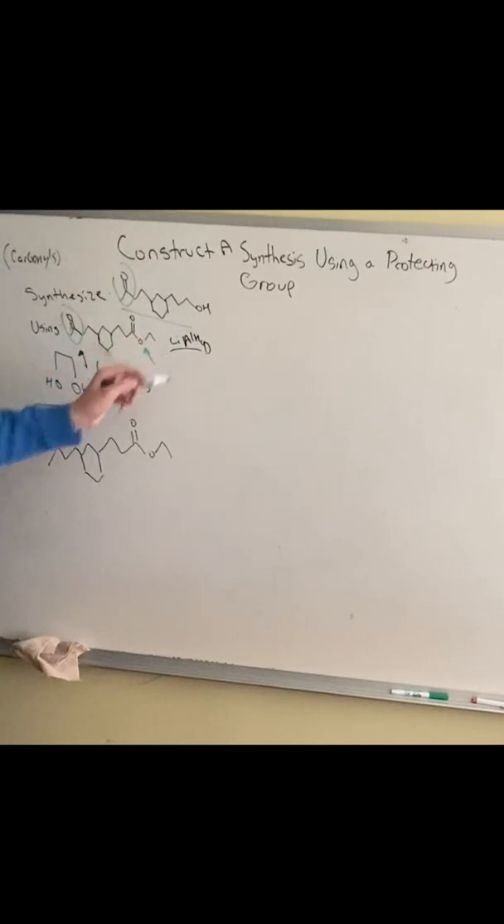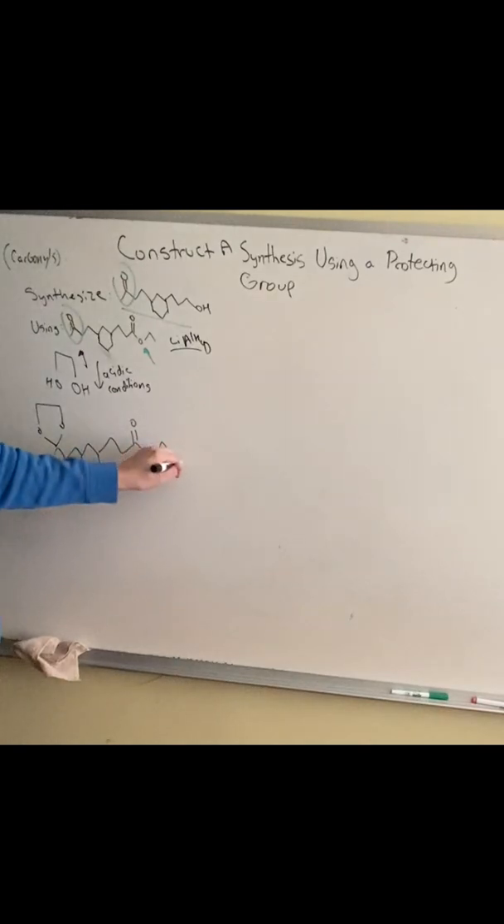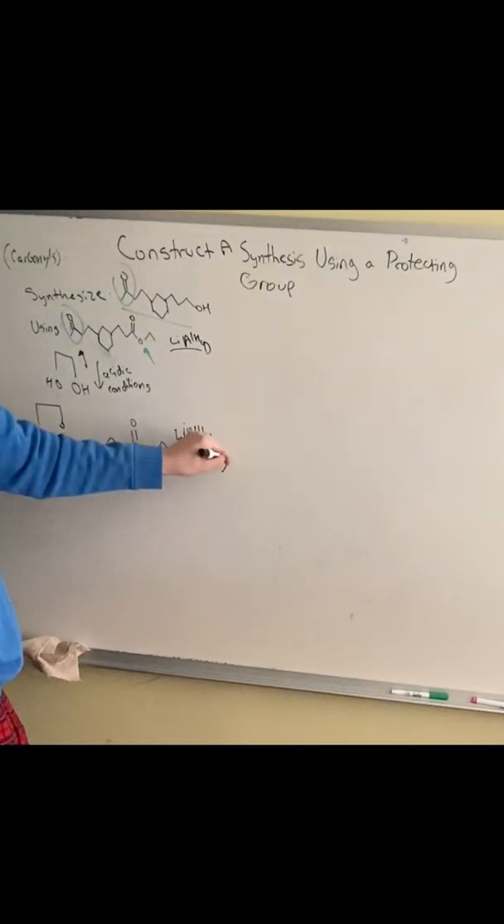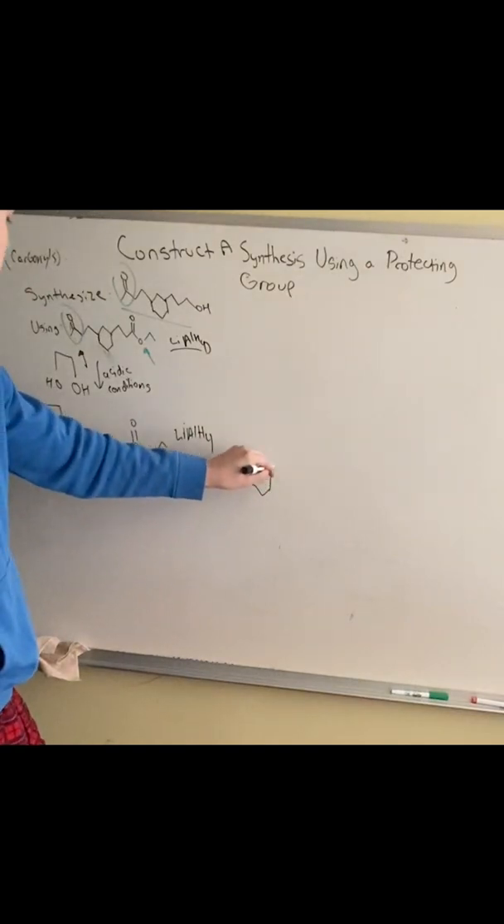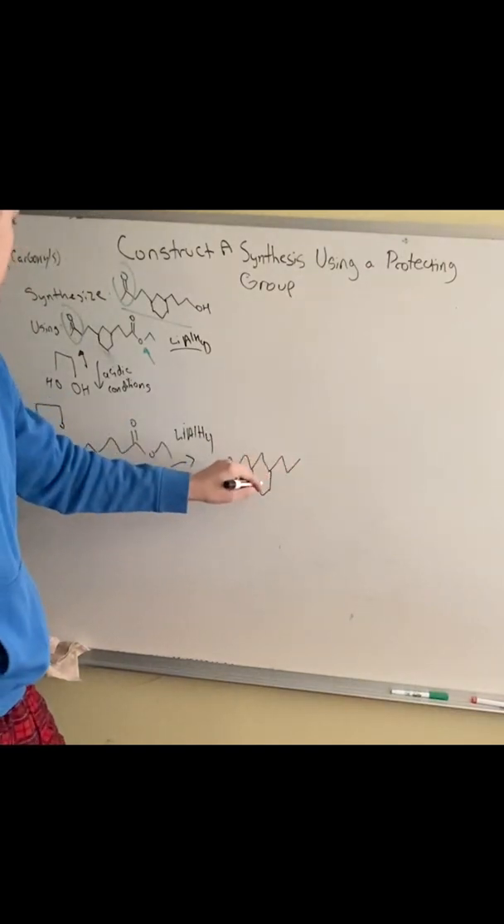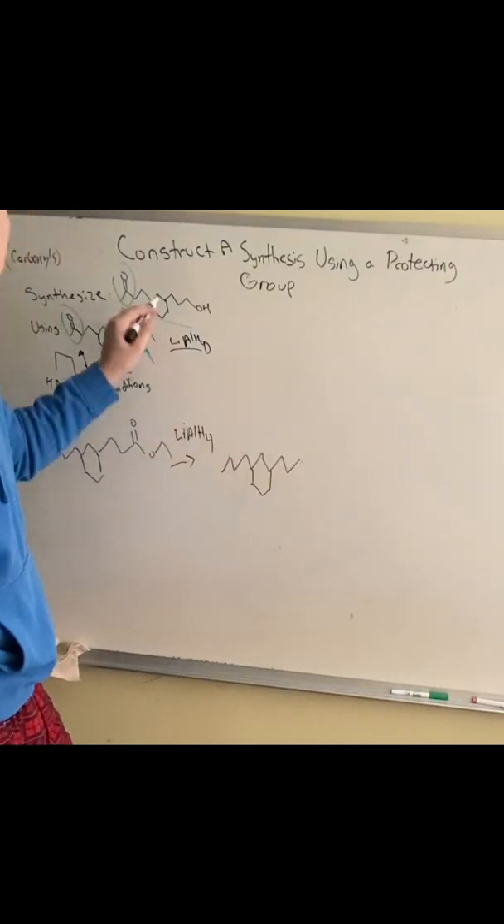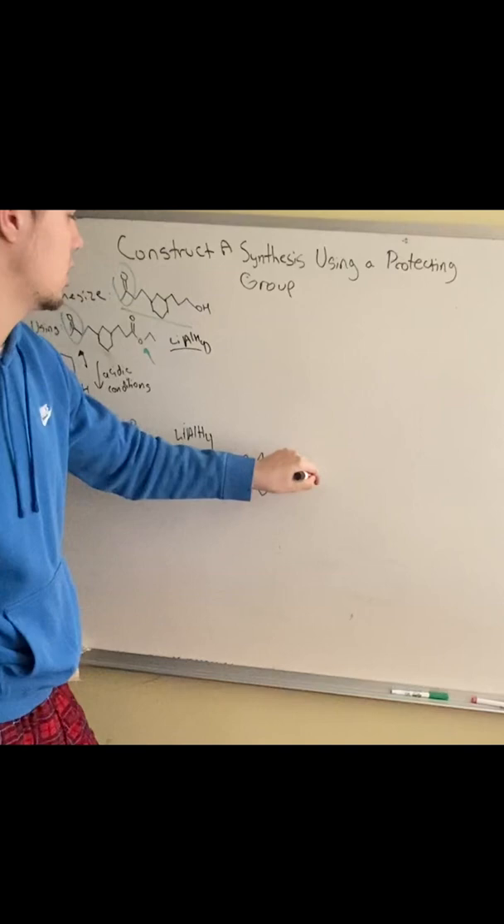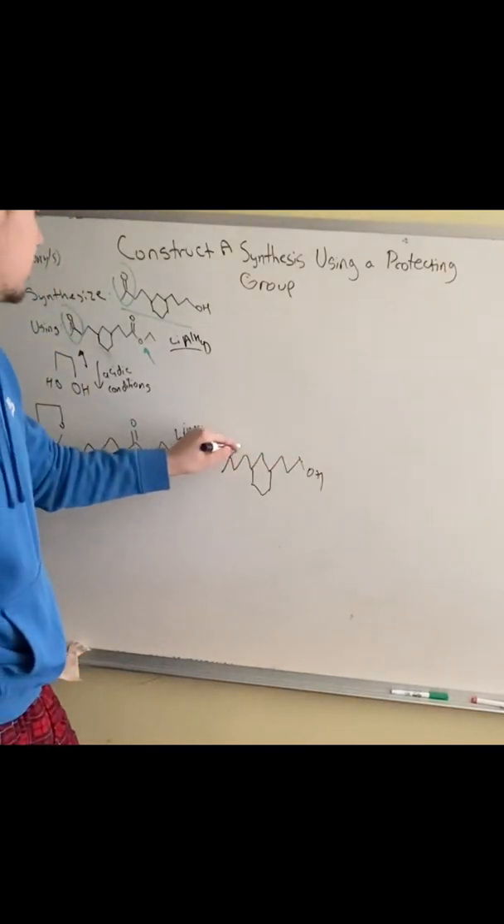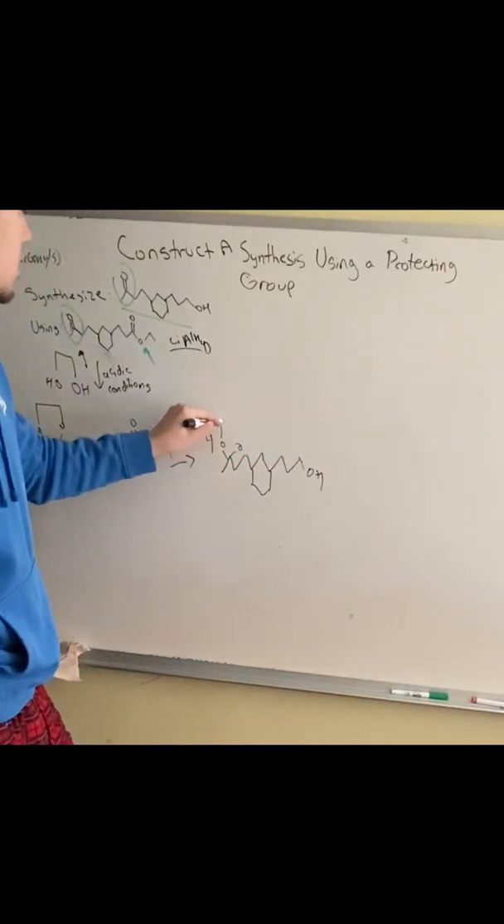So now we're free to use a reducing agent and reduce what we need to with LiAlH4, which gives us a product of this. That's 1, 2, 3 OH, and we're simply left with this protecting group.